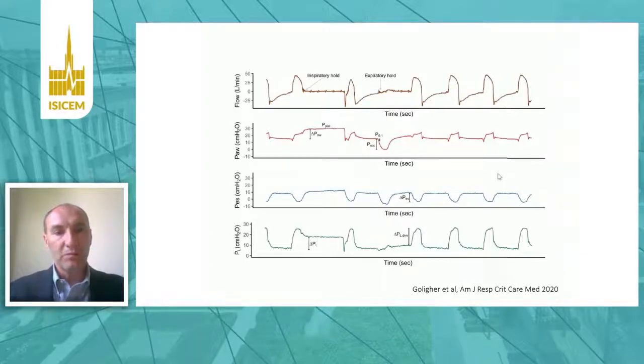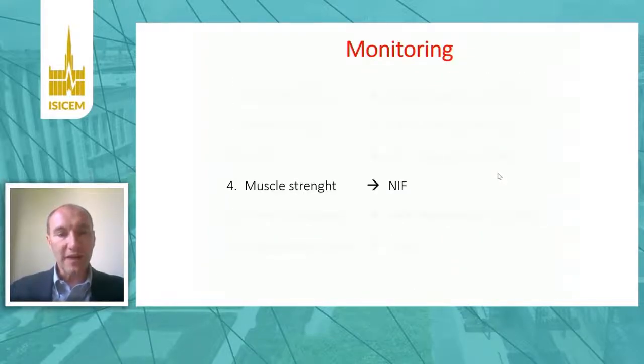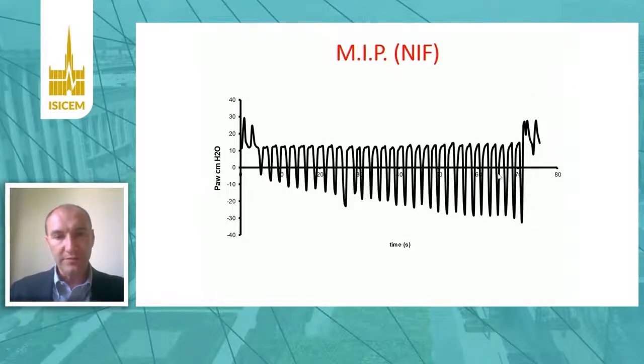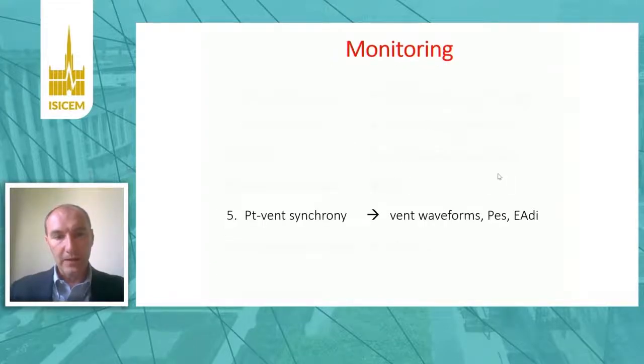So from this slide, we can show that with an inspiratory and an expiratory hold, we can measure plateau pressure, driving pressure, and occlusion pressure, which is useful to estimate, as we saw before, muscular pressure and the dynamic transpulmonary pressure. So very simple maneuvers that can be performed at the bedside. For muscle strength, we can measure the negative inspiratory force or maximum inspiratory pressure. If we want to monitor patient-ventilator synchrony, then we can analyze ventilator waveforms, but clearly esophageal pressure or EDI monitoring is also very useful.